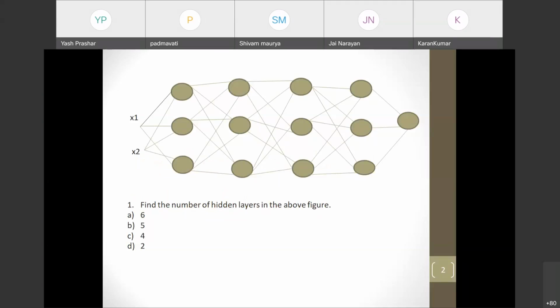Let us try to solve these problems first. Later on, I will give enough time to solve the previous one. Okay, consider the neural network.